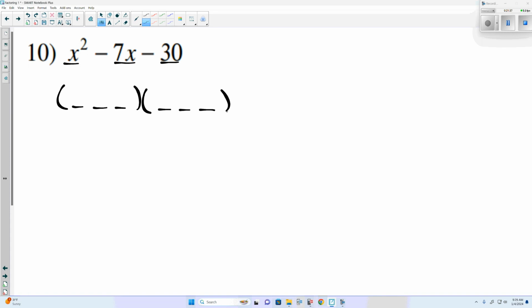Yes, because that's what we're going to do for the next one. So I have two sets of parentheses with 3 spaces. Our signs. If the third term is positive, the signs are the same and match the sign of the middle term. If the third term is negative, our signs are opposite. Well, here, since it's negative, our signs are positive and negative.